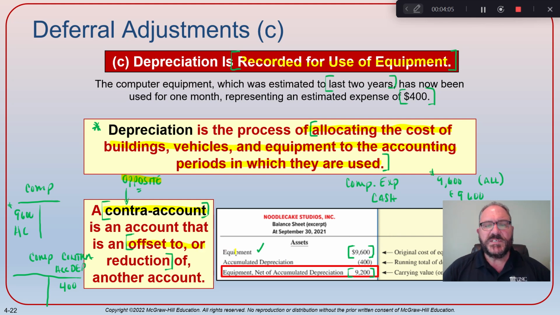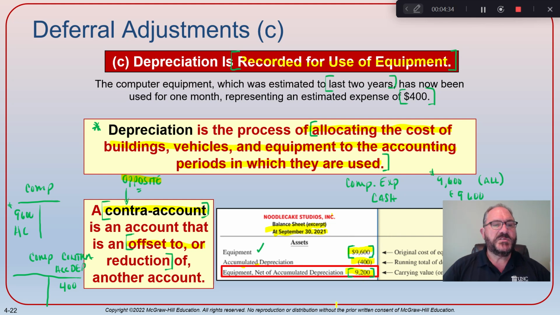So notice, for example here's Noodle Cake, there's their balance sheet as of a certain day, right? They had $9,600 in equipment. And then they had accumulated depreciation of $400, which now shows the net amount left of $9,200, okay? So by the way, this is the original cost. It's important to have. This is the running total of all the depreciation. And this is now what's called the book value or the carrying value of the item.